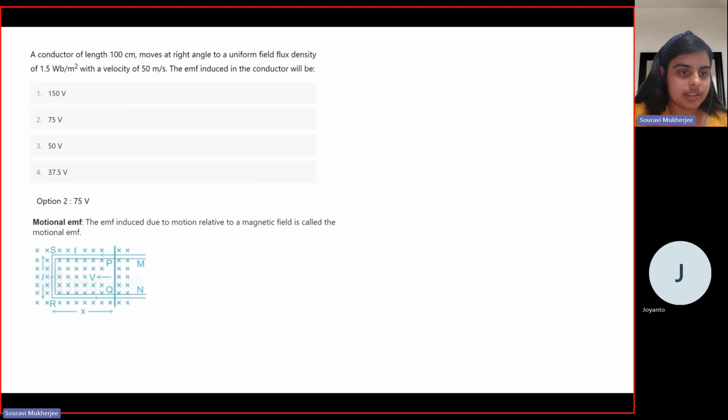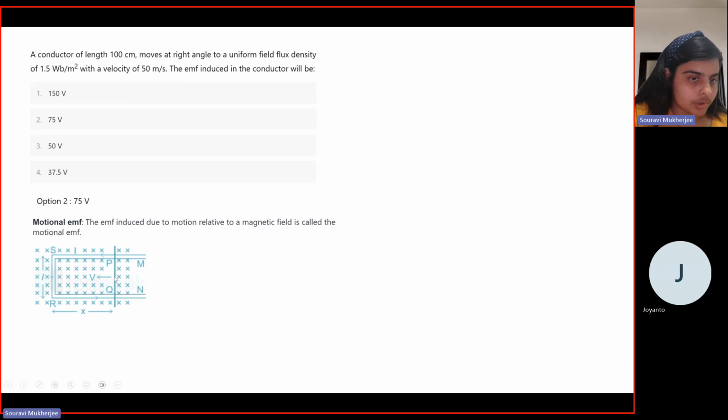Okay. So first, this is the same question that we discussed. So this is a magnetic field, and you can see that the magnetic field line is perpendicular to the direction of motion of your conductor. And as you move the conductor with some velocity v, okay, the length of this region is given as L, which is 100 centimeter.